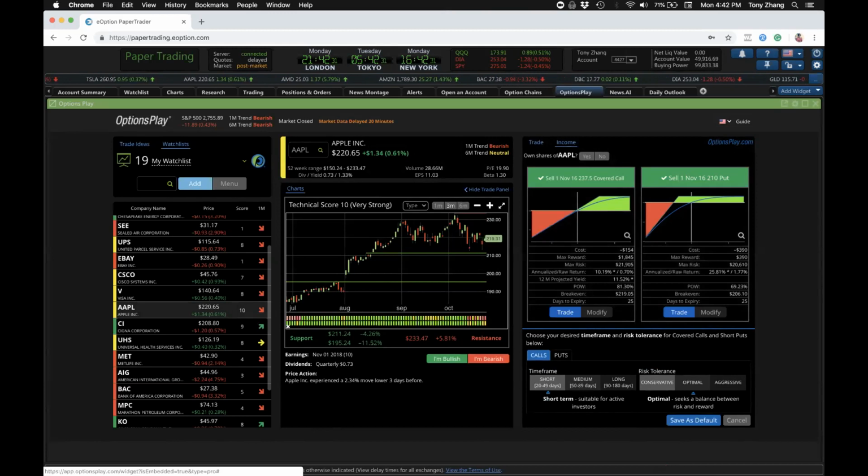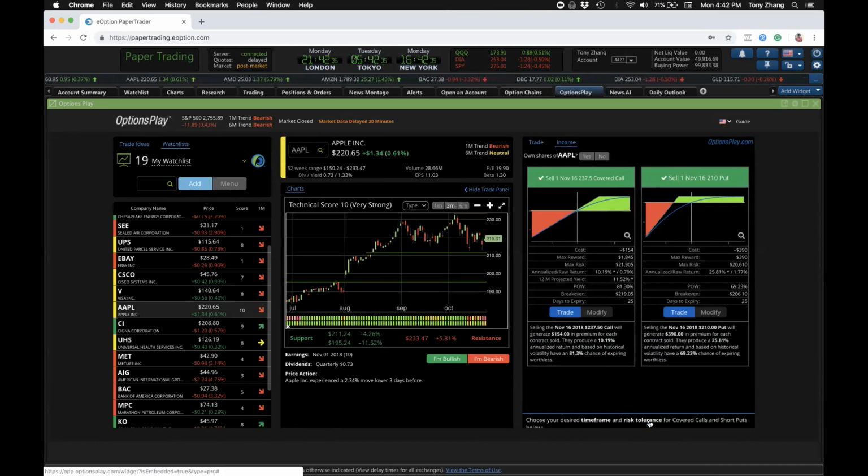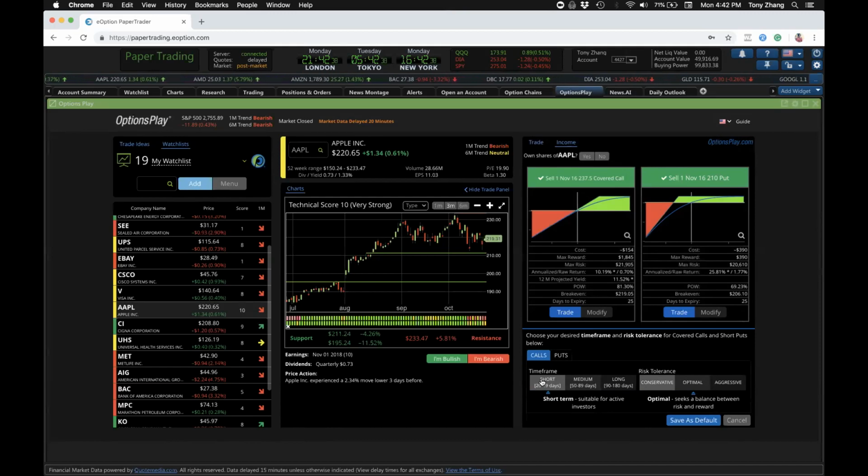So first off, I want to show you the income settings button, which is at the bottom of your income tab. This is designed to allow you to set your own personalized settings for covered calls. So how far out do you like to sell your covered calls: short, medium, or long term? And then your risk tolerance: conservative, aggressive, or optimal.